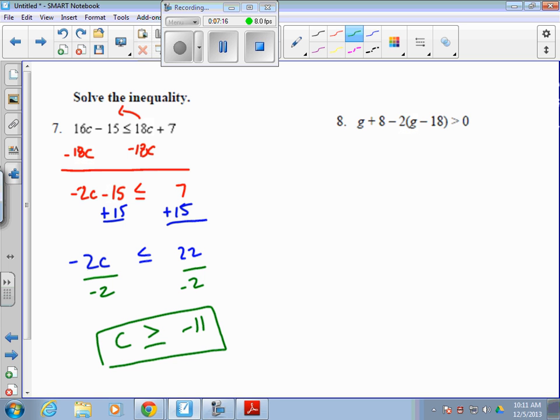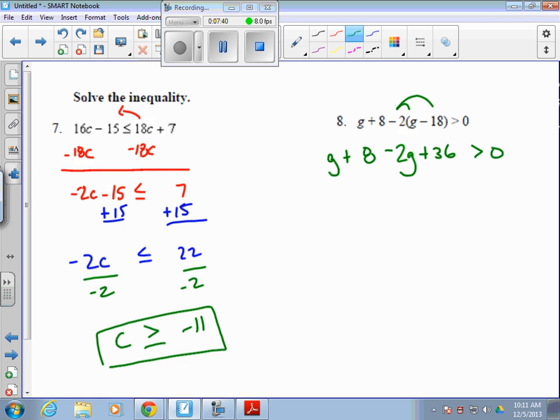Before you do any simplifying on number 8, or before you try to cancel anything, distribute. Simplify everything on each side as you can. Negative 2g. Negative 2 times negative 18. Don't forget there's a negative in front of that 18. It makes it positive 36. Bring everything else down. G plus 8 minus 2g plus 36.